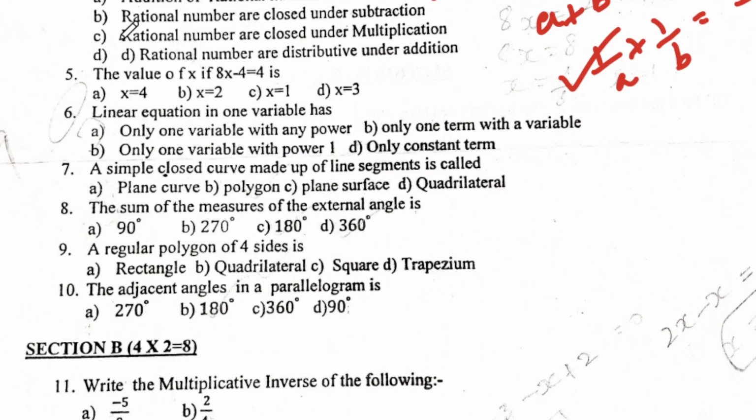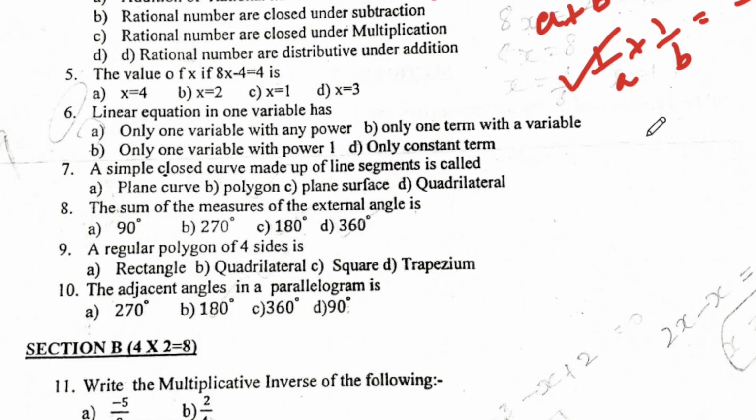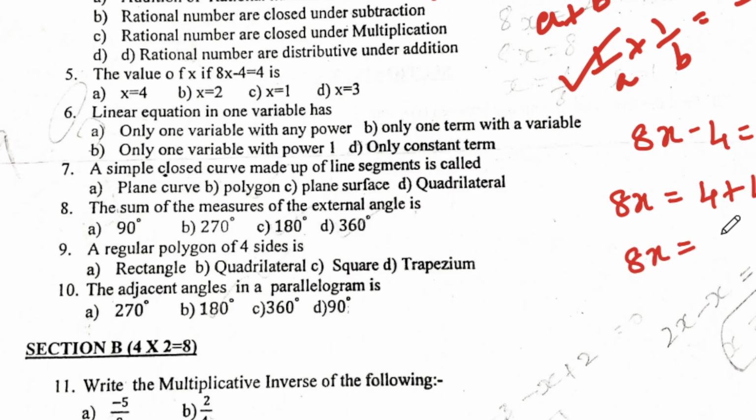The value of x if 8x minus 4 is equal to 4. So we need to find the value of x here. So 8x minus 4 is equal to 4. So 8x is equal to 4, and when minus 4 goes to the opposite side it becomes plus. So 8x is equal to 4 plus 4, which is 8.